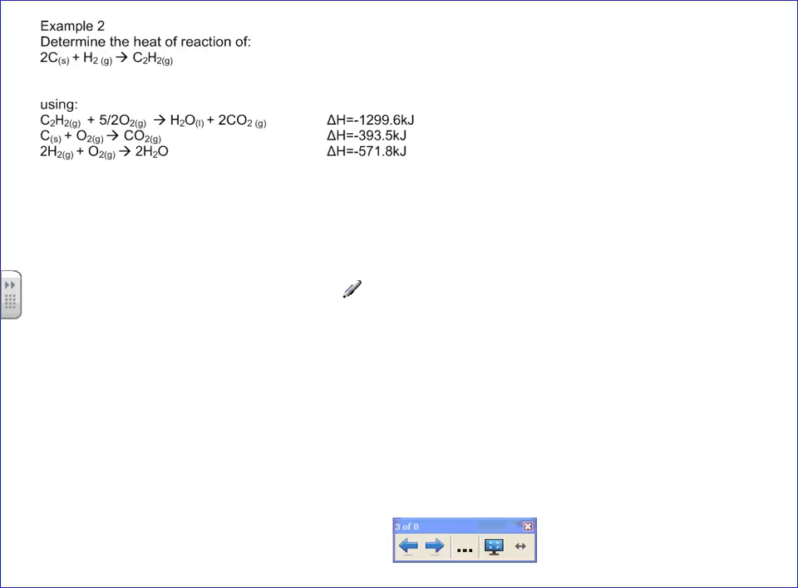And I encourage you to pause the video and work on this problem. The delta H that you should obtain for this reaction is 226.7 kilojoules.